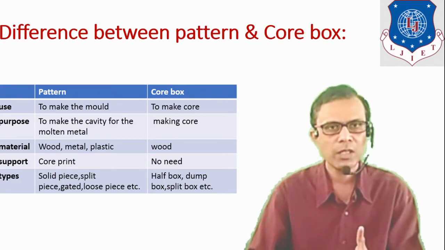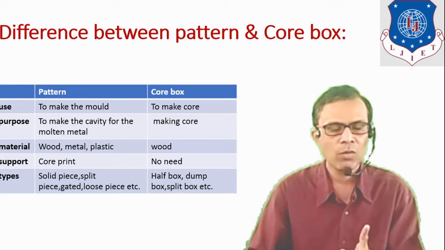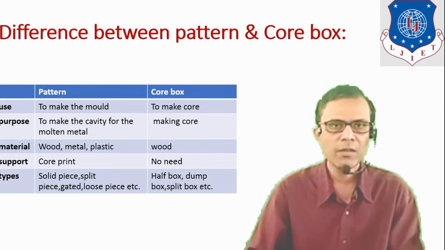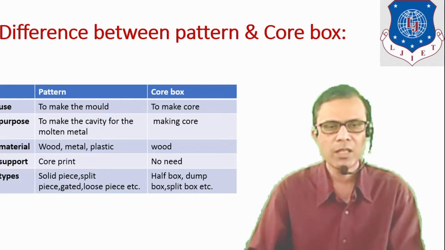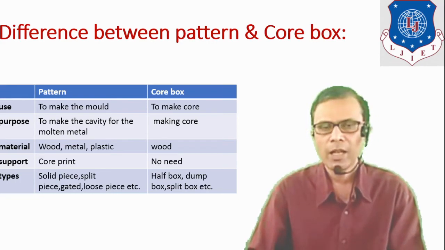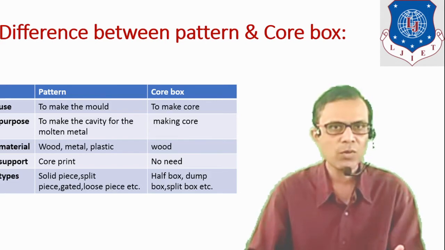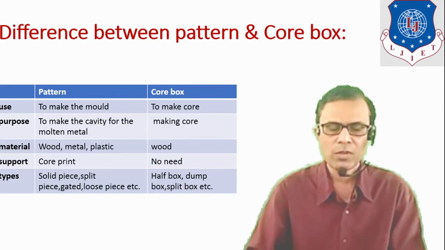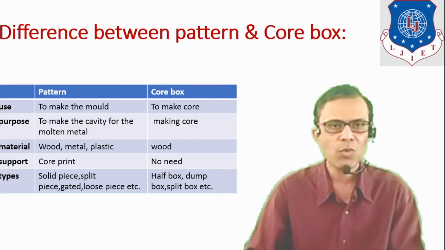The purpose of a core is to produce a hole or recess inside the casting, and the purpose of a core box is making the core. The material used for a pattern can be wood, metal, plastic, and in some types of casting process, wax can also be used as a pattern material, whereas in most cases the core box is made from wood. Support system: a pattern can be supported with the core print. Here it is not required.